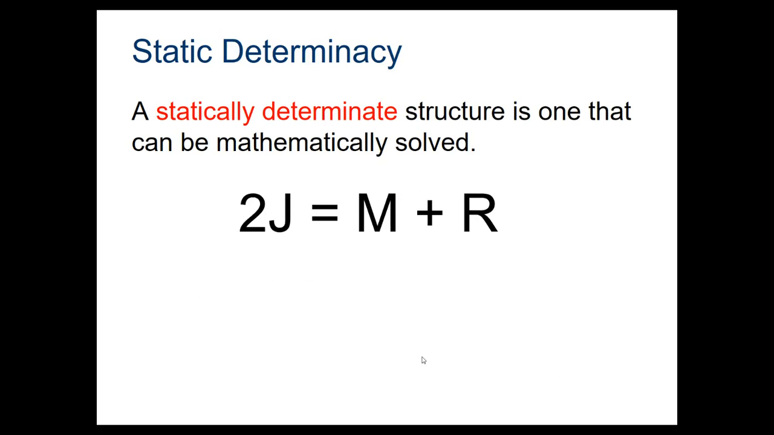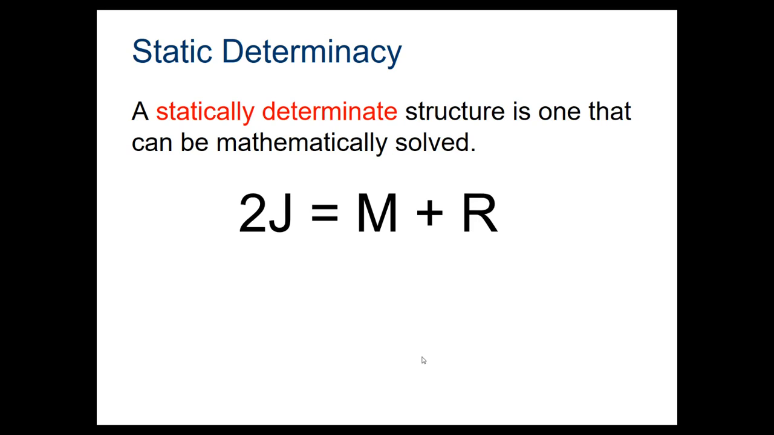A couple of quick things. One of those is called static determinacy. All that really means is that this bridge is designed in such a way that we can actually mathematically solve the problem. If this is not true, if this equation does not work, then the bridge we're looking at, we will not be able to do the math. We're going to end up with too many unknowns and not enough equations to solve for it. So it's going to become an algebra issue.